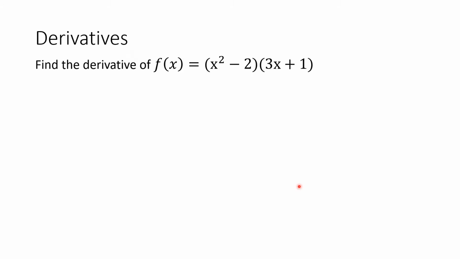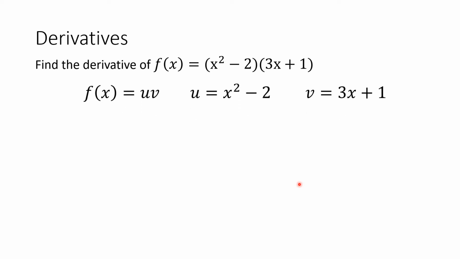So let us now find the derivative of this function. Our f of x is equal to quantity x squared minus 2 times the quantity 3x plus 1. So this is the case of finding the derivative of a product wherein our f of x is equal to uv. We have two factors, the u and the v, wherein our u is the binomial x squared minus 2 and the v is the second binomial, which is 3x plus 1.